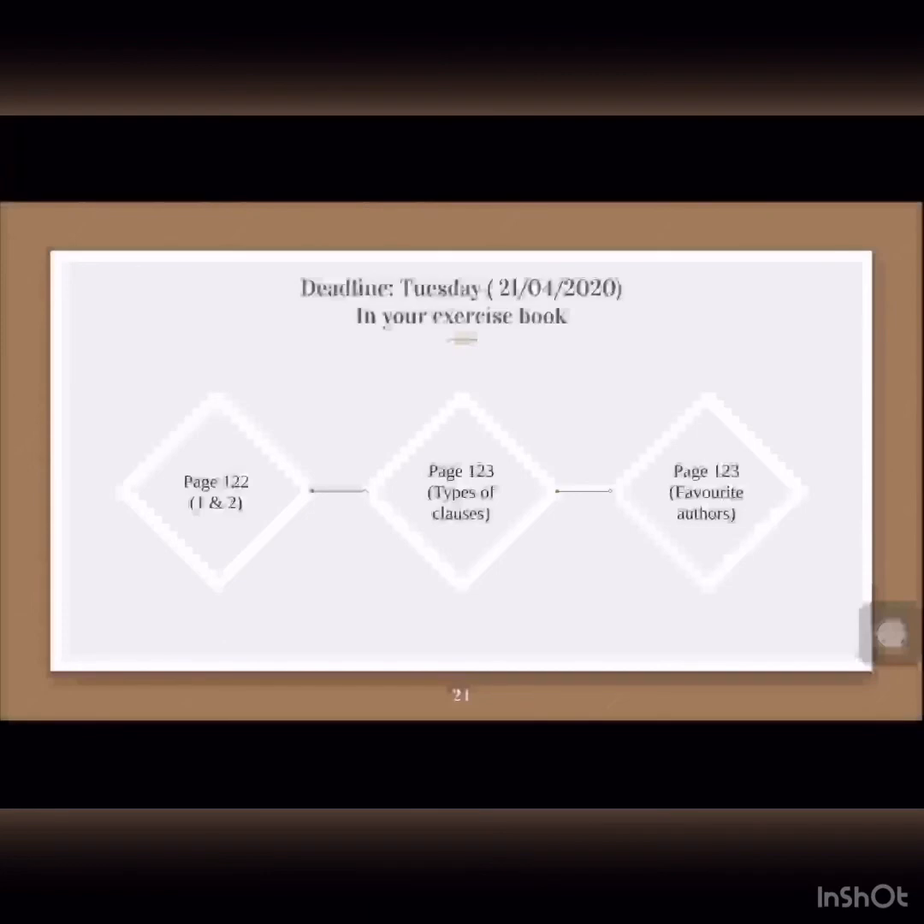Okay, so homework for 8 Virtue peeps. Deadline is next week Tuesday in your exercise book. You need to copy down the questions and then give the answers straight away. Page 122, 1 ABCD, 2 ABCD, and then page 123, types of clauses. Do that 1, 2, 3, 4, 5, and page 123, 2 favorite authors, 1, 2, 3 in your exercise book.